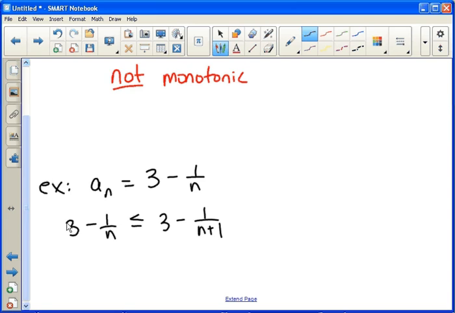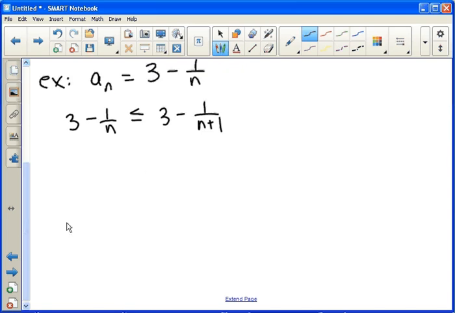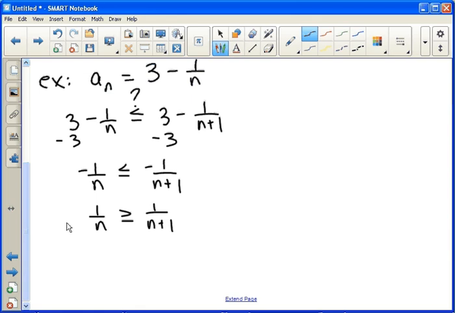And then from there, you solve, and you determine if this is true. Because we're not stating it is true, we're trying to determine if it's true. So I subtract 3 from both sides, and I get negative 1 over n is less than or equal to negative 1 over n plus 1. Okay, I don't really like having the negatives, so let's multiply both sides by negative 1. But when you do that, remember, you have to flip your inequality. Okay, then cross multiply. When you cross multiply, the top spot always keeps its spot. So 1 times n plus 1 comes over here. 1 times n comes over here. And clearly that is true. N plus 1 is greater than or equal to n. So this is monotonic.